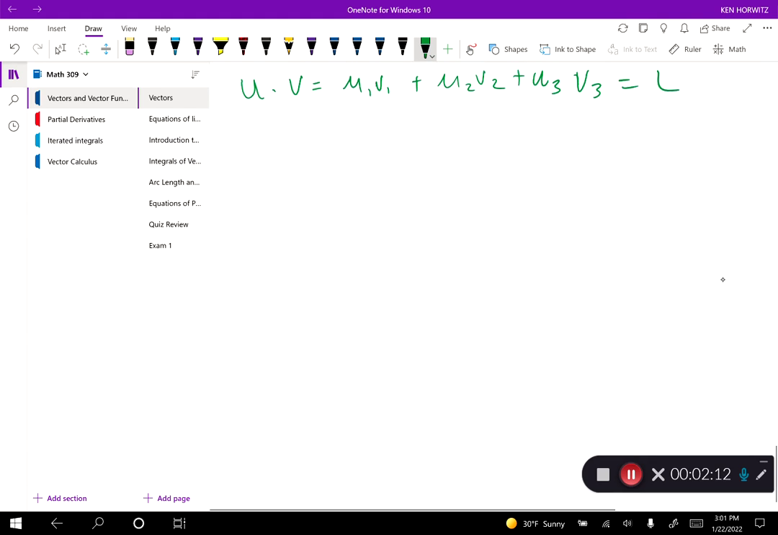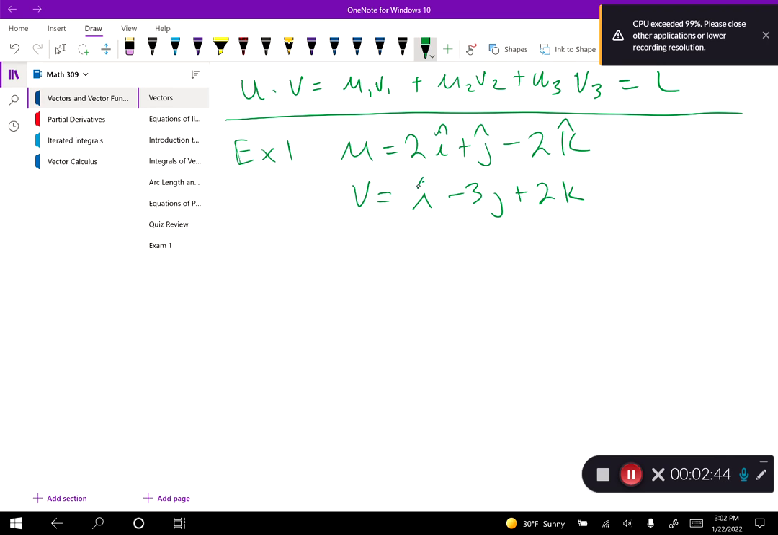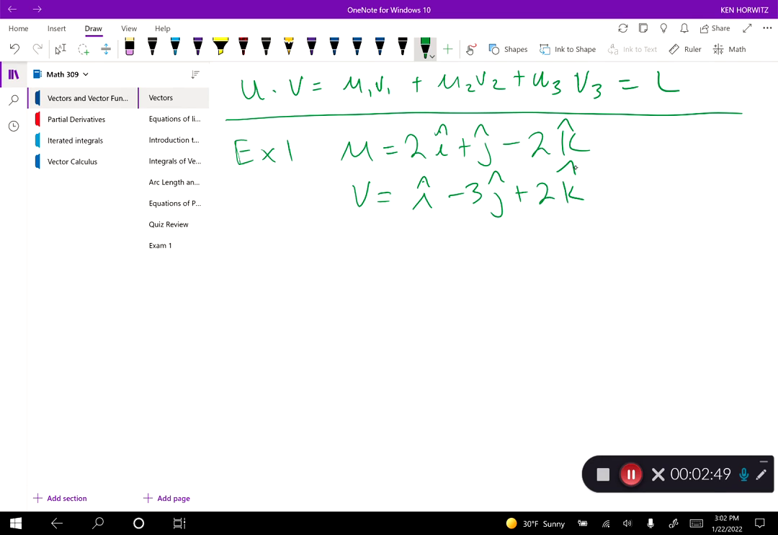So let's go right into an example. Example 1. Let's say I have vector u equals 2i plus j minus 2k, and vector v equals i minus 3j plus 2k. There should be little hats on these if you're writing your vectors in linear combinations.